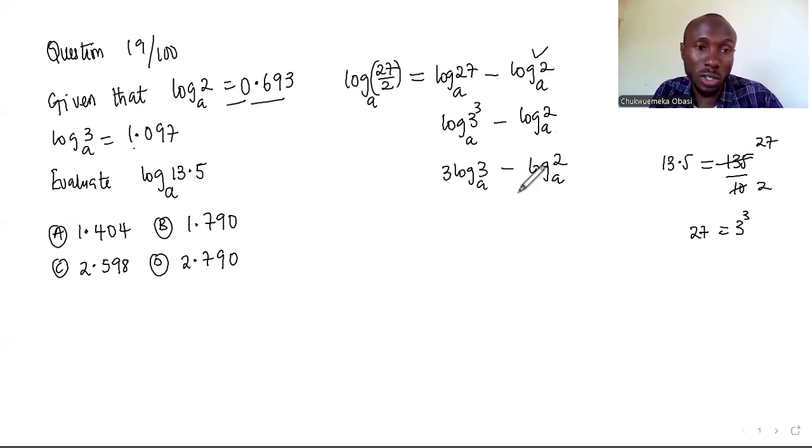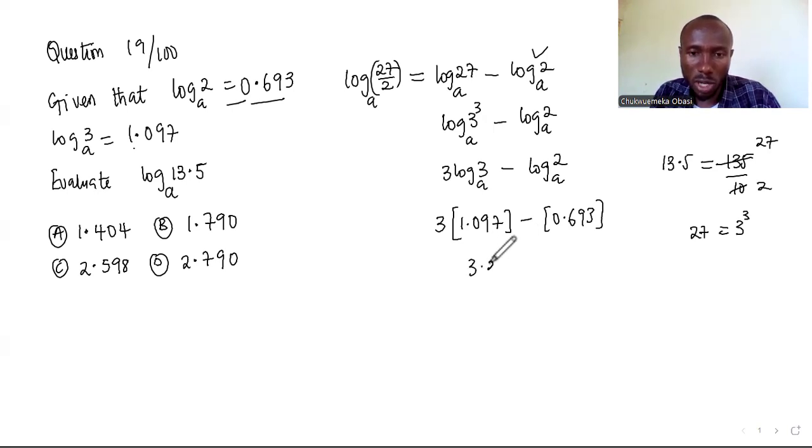Now, the rest is just substitution. So let us substitute. What is log 3 base A? That is just 1.097. And log 2 base A is the same as 0.693. So let's multiply by 3. I will need to use my calculator. 3 times 1.097 will give me 3.291. Then minus 0.693 from it.